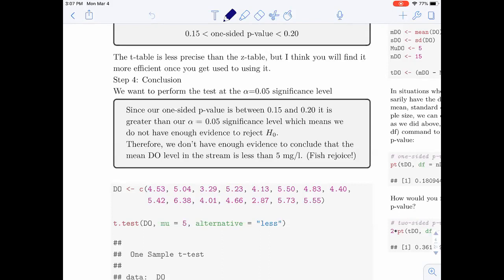Finally, our conclusion, we have to actually conclude it in terms of the question. Usually we get so bogged down in these questions, we forget this last part, right? There's a reason we were doing this in the first place. Therefore, we don't have enough evidence to conclude that the mean dissolved oxygen level in the stream is less than 5 milligrams per liter. Fish rejoice.